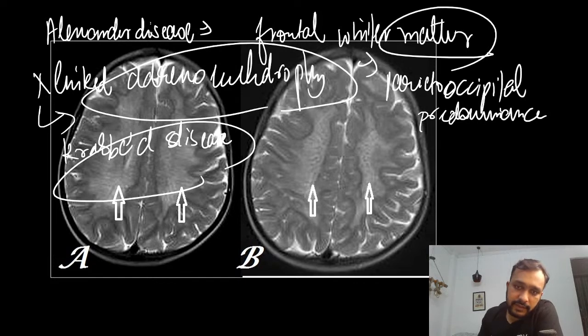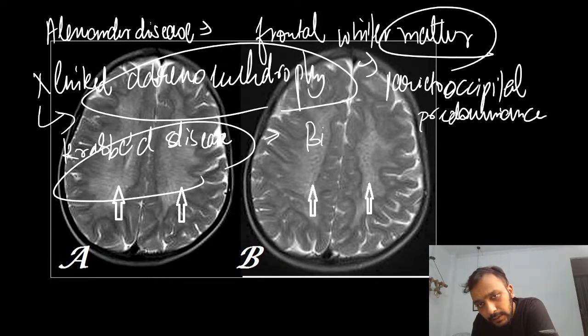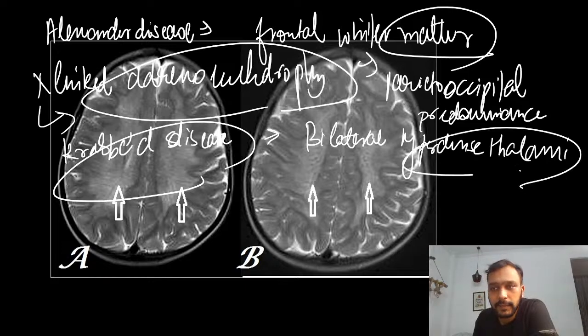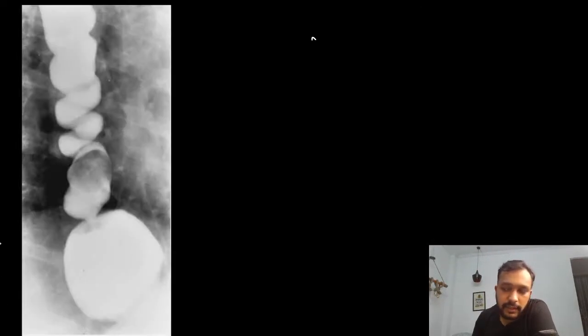And in Krabbe's disease, you are going to find bilateral hyperdense thalami. These are your important features in the various leukodystrophies that you guys should be aware of.